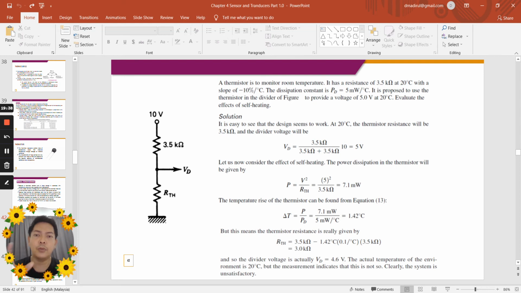This slide shows you an example of problem solving. It is accompanied by a solution in which you can go through how to solve the problem step by step, to give you a clear understanding of how the thermistor works and how the thermistor is used to calculate the temperature.